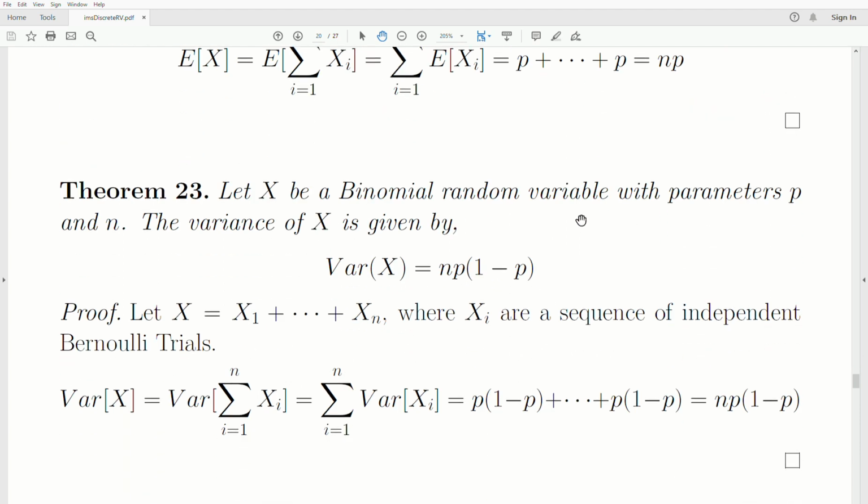Let X be a binomial random variable with parameters p and n. Then the variance is given by this expression.